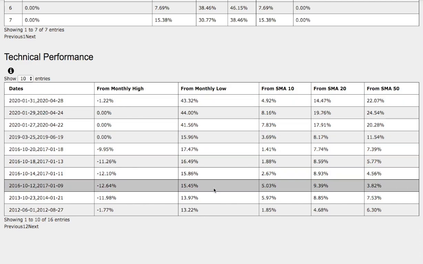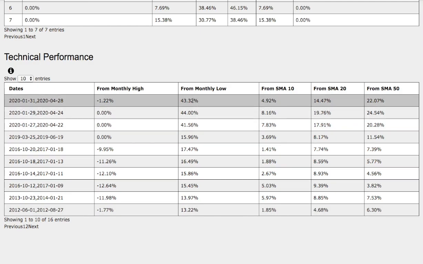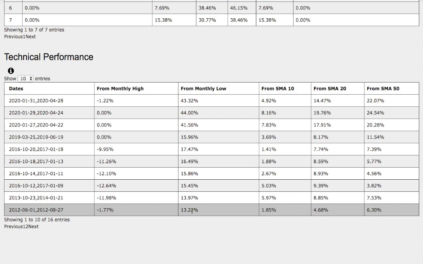There's one technical difference that we have here: the monthly low is much higher on the current trend. Compare that to the trend that we're in now. So the trend we're in now is 43% up from monthly low. Compare that to the trend that we just examined, which was 13%. So do keep that in mind.